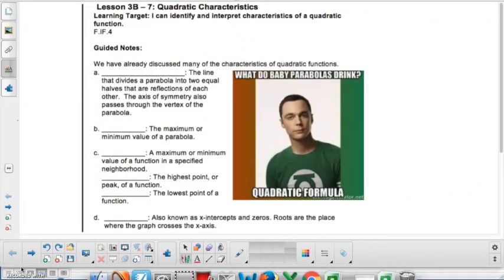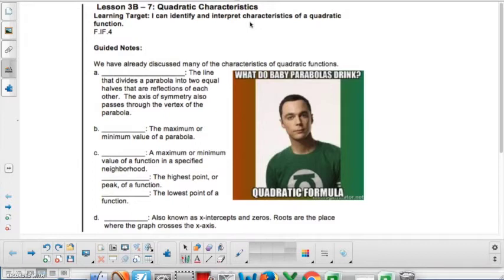Now that we've learned all the different ways that we can graph quadratics, we're going to talk a little bit about the different characteristics and how we describe a quadratic function. So let's get right to it. In lesson 3b7, we're going to be talking about characteristics of quadratic functions. Our learning target is: I can identify and interpret characteristics of a quadratic function.